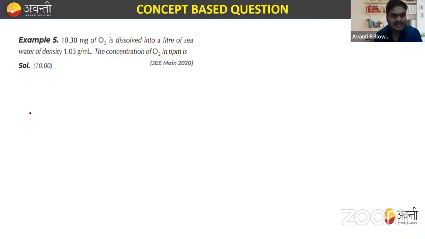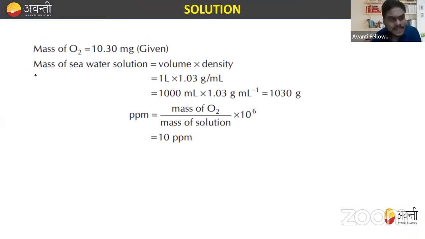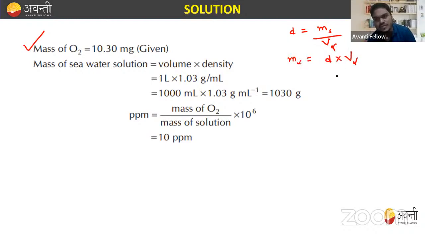So what is given here? That is mass of the solute, 10.30 milligram of O2, which is dissolved in a liter of seawater having density this much. So how you can calculate, beta? Mass of O2 is already given, that is 10.30 milligram, and mass of the seawater. This is using the similar concept. We know that density is equal to mass of the solution upon volume of the solution. So we can calculate mass of the solution. How? By multiplying density into volume of the solution.